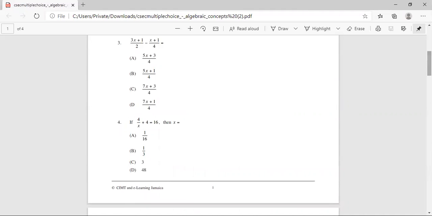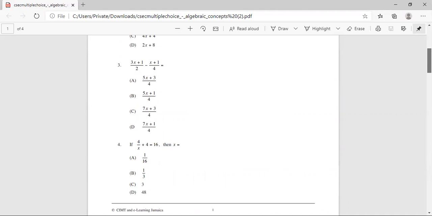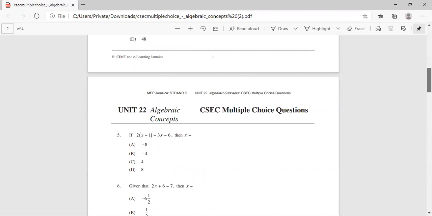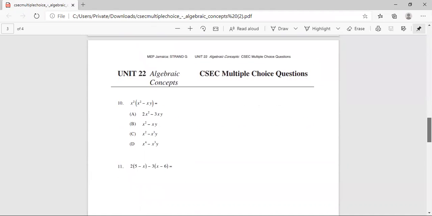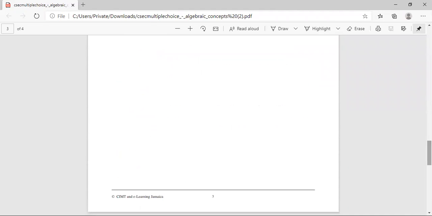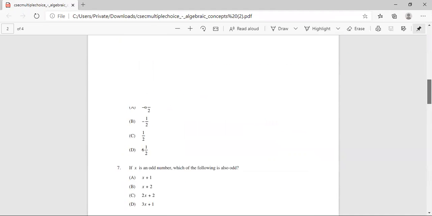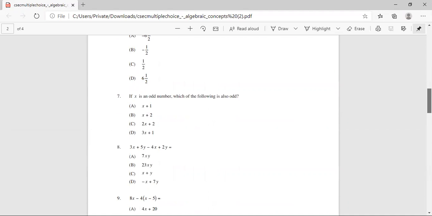The answer for the last one you just said is 2x plus 2, X plus 2, this is B. So we could look at number 4.